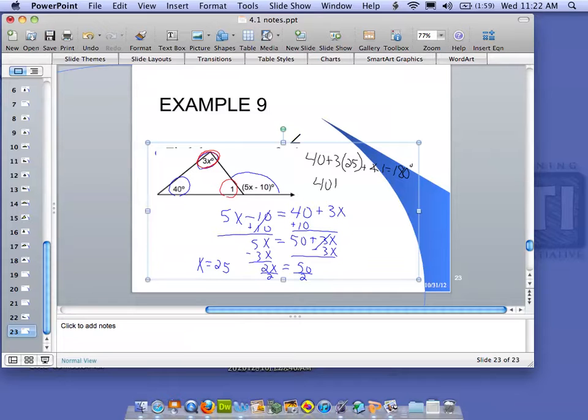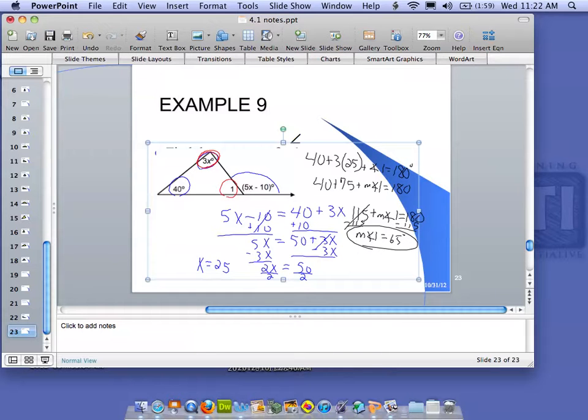And that would give me 40 plus 75 plus the measure of angle 1 equals 180. 115 plus the measure of angle 1 equals 180. Subtracting the 115 from both sides is going to give me the measure of angle 1 is equal to 65.